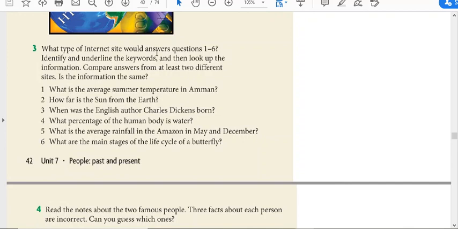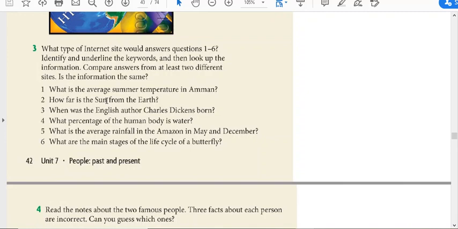We get to number 3, page 42, Unit 7. The question here: what type of internet site will answer questions 1 to 6? We need to identify and underline the keywords, and then look up the information. Then we compare the information from two different sites.